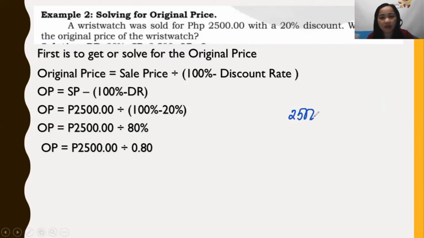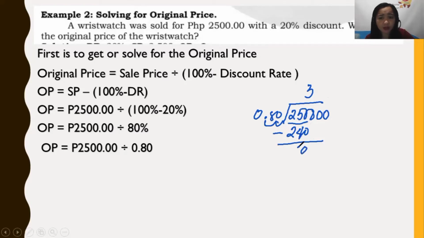We have 2,500 divided by 80%. We just move 2 places. So here we have 250 divided by 80 is 3, and 3 times 8 is 240. Subtract. We have 0, 1, bring down 0. 100 divided by 80 is 1, and that is 80. Subtract. 100 minus 80 is 20. Bring down another 0. So we have here 200 divided by 80 is 2, and that is 160. Subtract, we get 40.